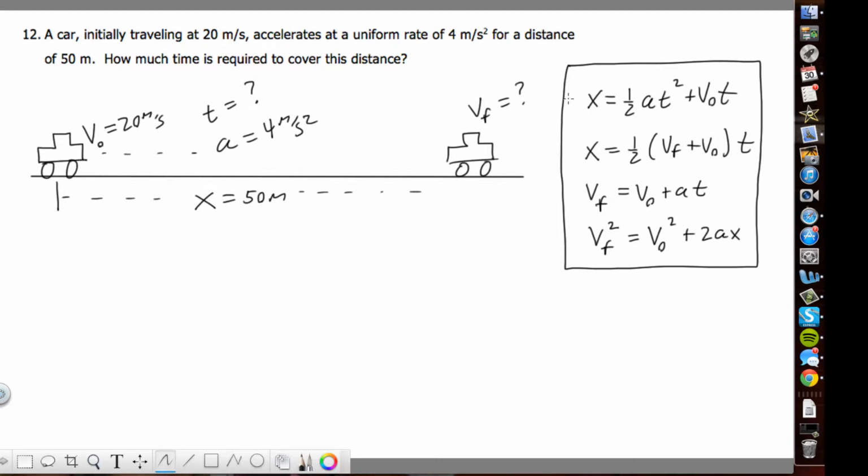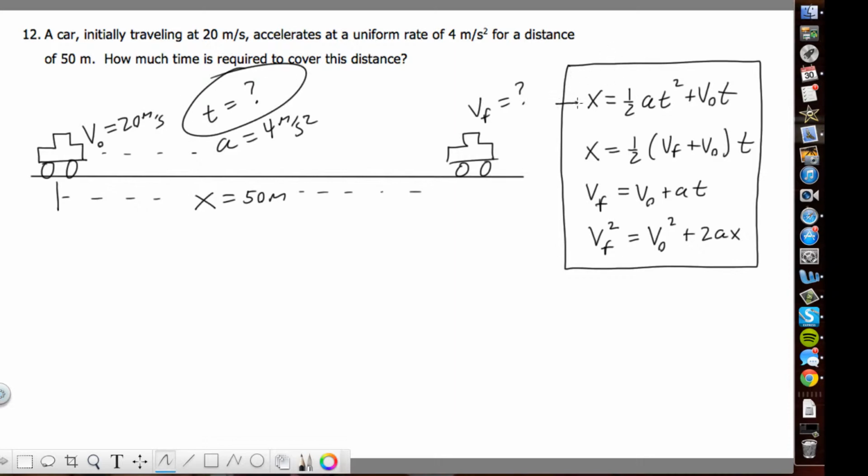But anyway, here are the 4 motion equations. So let's go through them one by one. The data we have is on the picture. We got initial velocity, acceleration, displacement or distance. We don't know V final, we don't know time. So we're looking for the time that this would take.